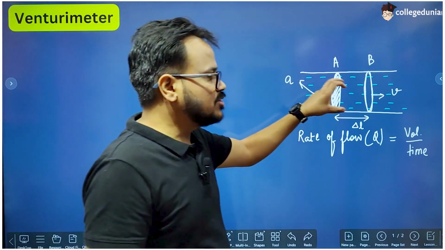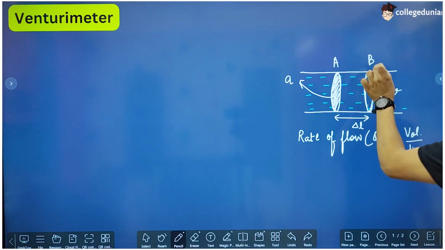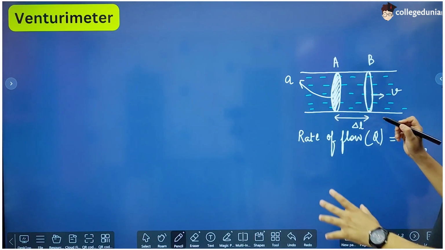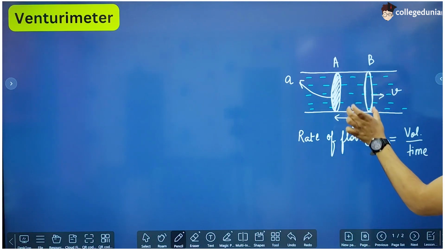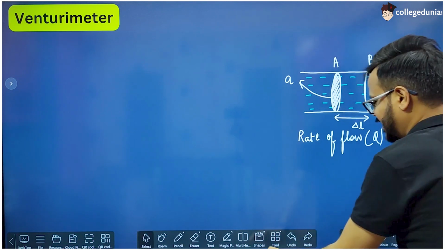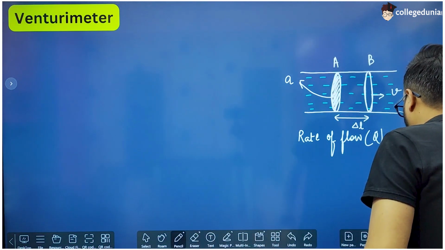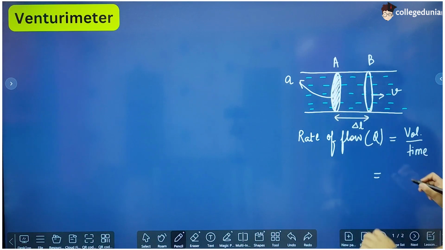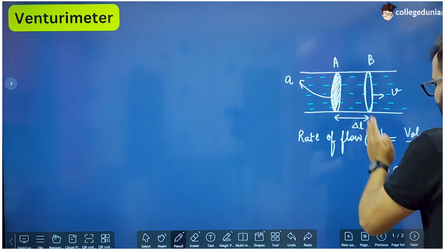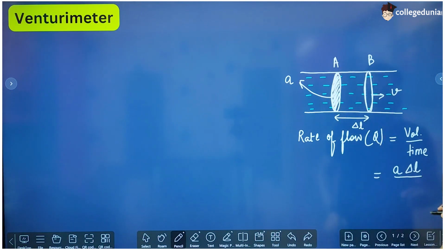If this tube is of uniform area of cross section, then obviously the area of this part is also a, right? So what is the volume of the liquid in this part of the tube? Volume is simply area into length. So this volume is a into delta L, divided by the time taken by the liquid to move from A to B, which is delta t. So it is a into delta L divided by delta t.